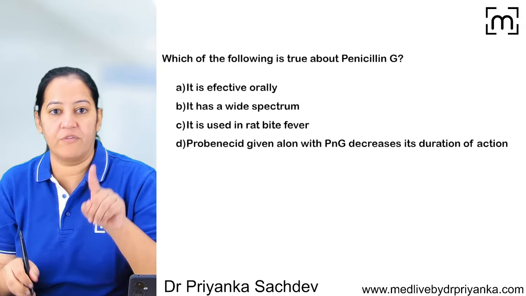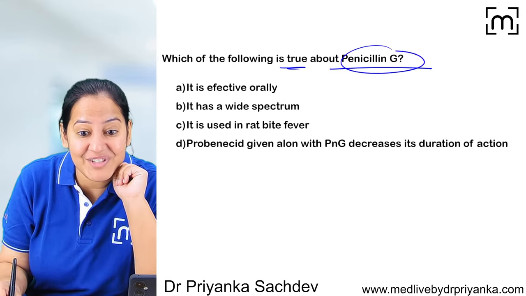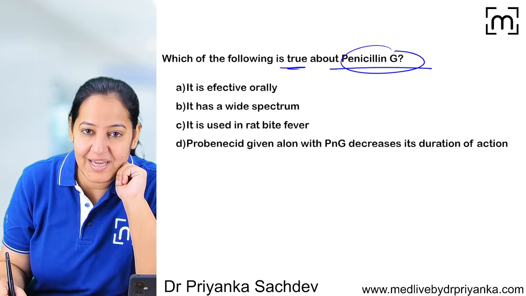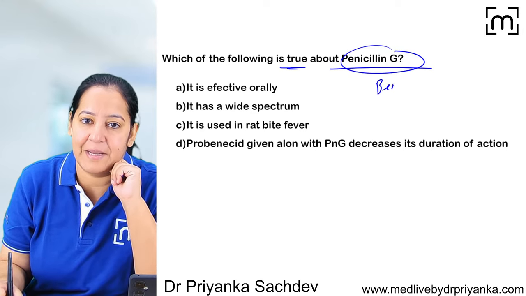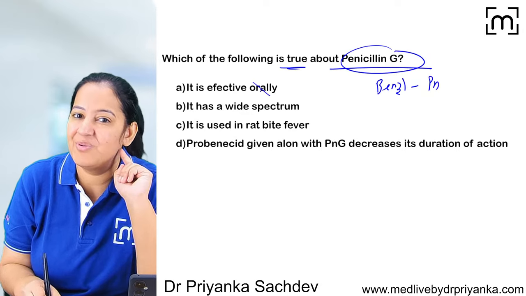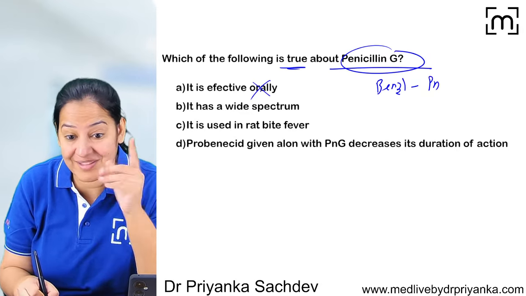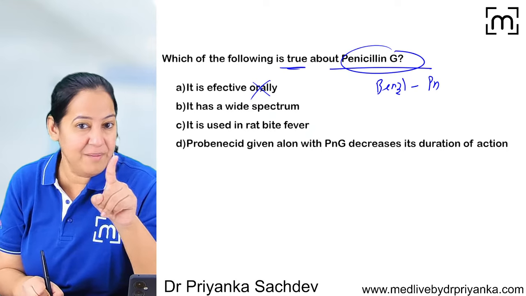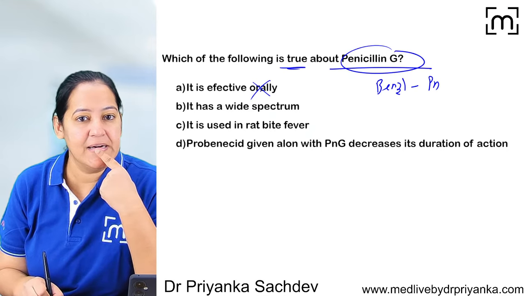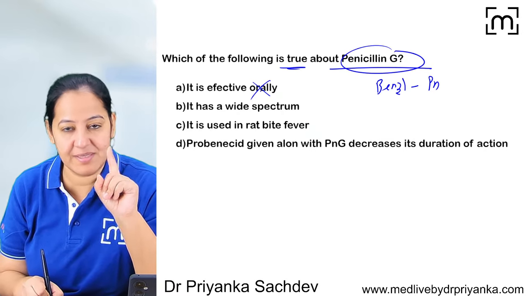The next question is in front of you. Which of the following is true for penicillin G? What is penicillin G? Penicillin G is natural penicillin, that is benzyl penicillin. Only one natural penicillin, benzyl penicillin. Is it effective orally? No, not at all. It is acid labile, you cannot give it orally. It is one of the limitations. There are three limitations. One of the limitations is you cannot give it orally. It is false. You have to give it injectable because it is acid labile.